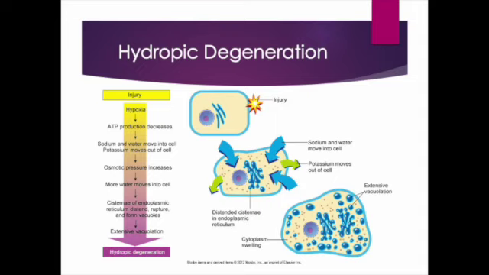Now, looking from a hypoxic standpoint, if you have an injury causing hypoxia, this will then reduce ATP production. Our sodium and water will then move into the cell, pushing potassium out. When we do this, we will increase osmotic pressure, meaning more water is permeable into the cell, and therefore our organelles swell up and they can actually rupture and form vacuoles. When you have extensive vacuolation, which is this process, we end up with hydropic degeneration.